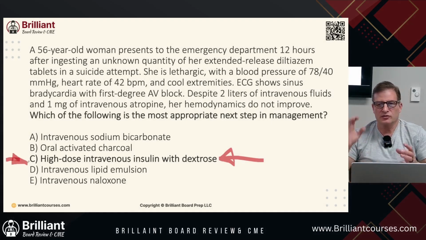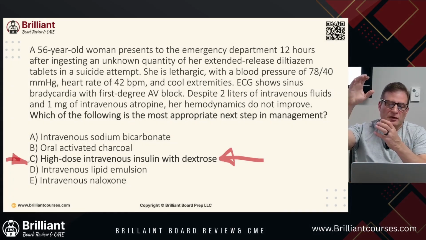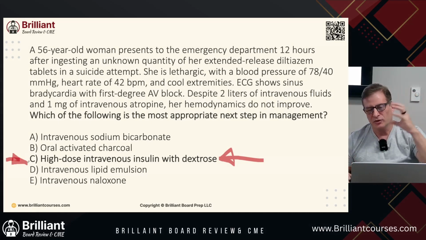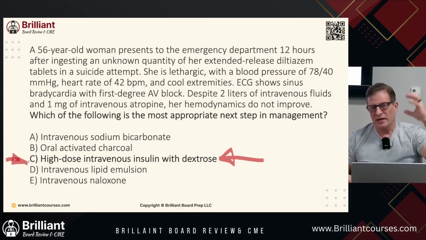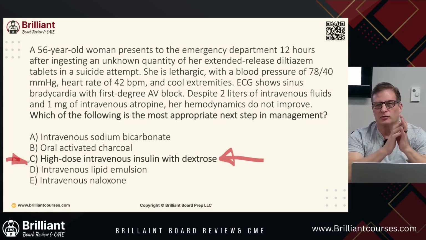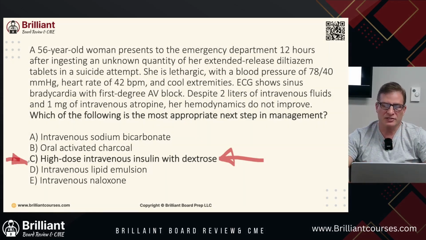So you're going to use the dextrose to get the sugars up, and that way you can use higher doses of insulin, and the insulin is going to have an inotropic and chronotropic effect. It's going to change the way the calcium channel blocker affects the metabolism of the carbohydrates, okay? And it's going to decrease that insulin resistance short term.